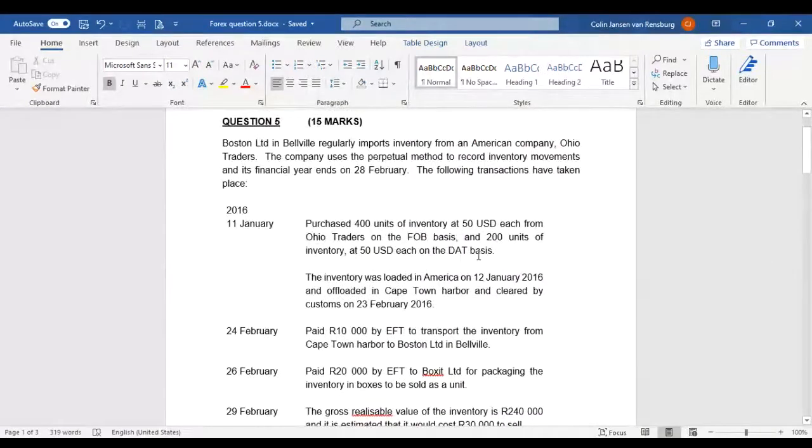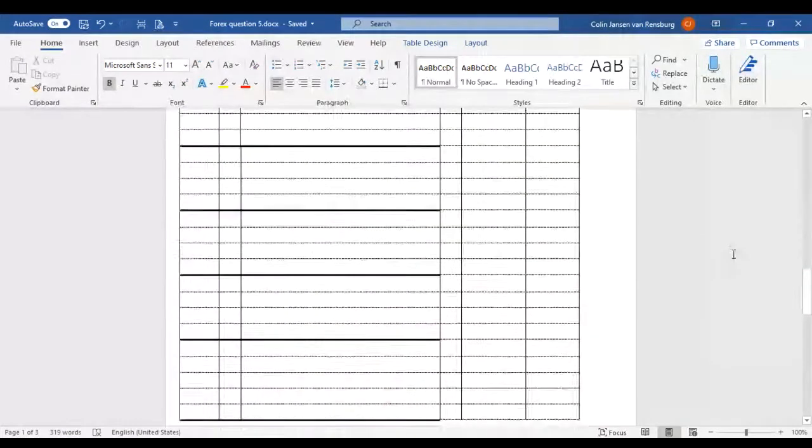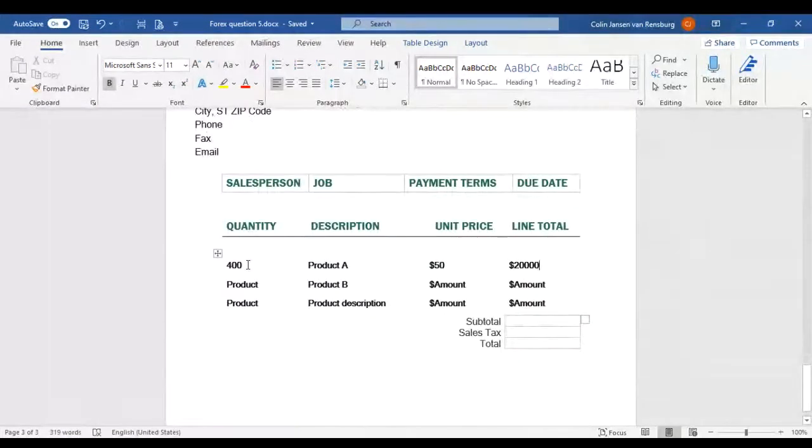Let's go and have a look at the second batch of items that we are ordering. So we are also ordering 200 units, probably a different kind of item that carries different kind of risks. That is why they are negotiating who's going to have the risk while the goods are at sea. 200 units, also at $50 each. So let's go and populate our invoice here. So 200 items at $50 each.